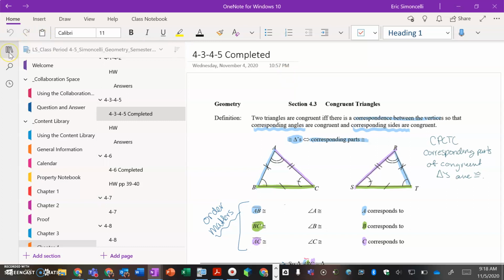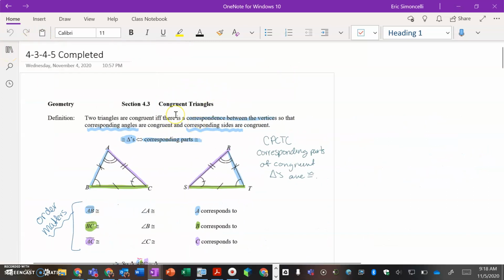We're going to start off in section 4-3 and discuss congruent triangles. We will be taking a look at quite a bit of review material that also entails some theorem analysis, some definition and postulate analysis, which also may lead to us looking at proofs. Definition: two triangles are congruent if and only if there is a correspondence between the vertices, so that corresponding angles are congruent and corresponding sides are congruent.